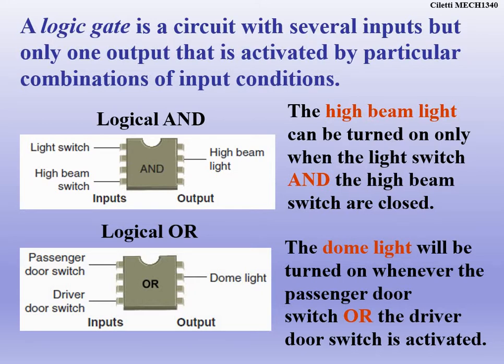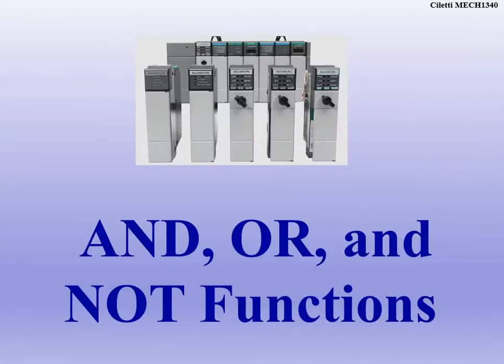The dome light will be turned on whenever the passenger door switch or the driver door switch is activated, right? So like in your car, right? If either one of those doors is open, the dome light's going to turn on. If those doors aren't open, the dome light will not turn on unless you manually turn it on. So we'll get into different scenarios like that.